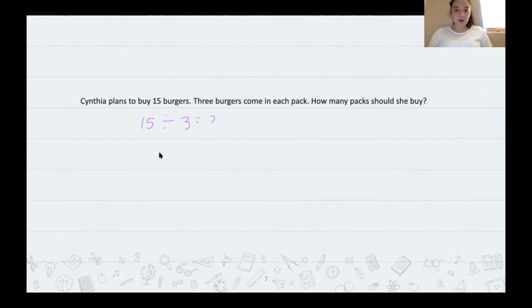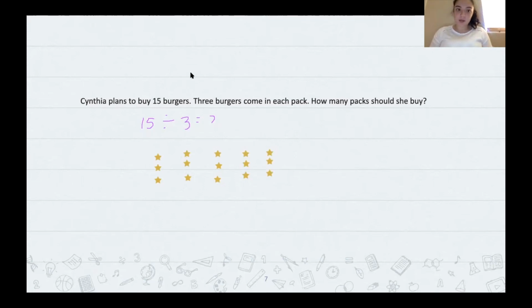So let's start. We know that each pack has 3 burgers. So here's 1 pack. So now we have 3 burgers, and we're going to keep going until we hit 15. So 3, 6, 9, 12, and 15.